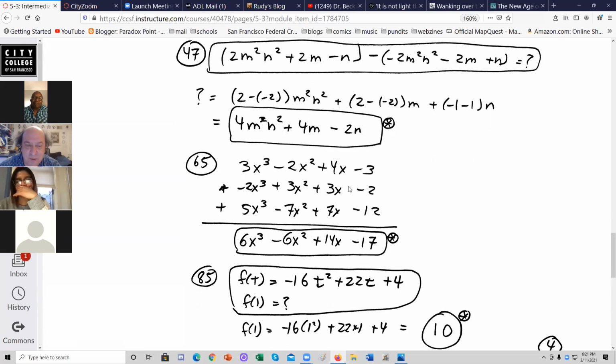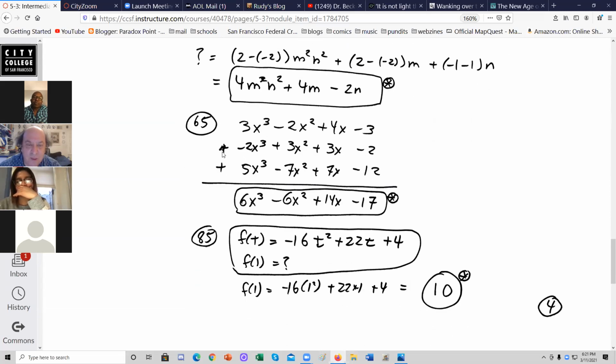So here we have them. Now here we have a whole bunch of them. 3 polynomials being added up, and we put them in a column so the x cubes line up, the x squareds line up, the x's line up, and the constants line up. So here we go. 3 minus 2 plus 5, that's a 6x cubed. Minus 2 plus 3 minus 7 works out to a minus 6x squared. 4 plus 3 plus 7 makes a 14x. Minus 3 minus 2 minus 12 adds to negative 17, and here we have it. 6x cubed minus 6x squared plus 14x minus 17.